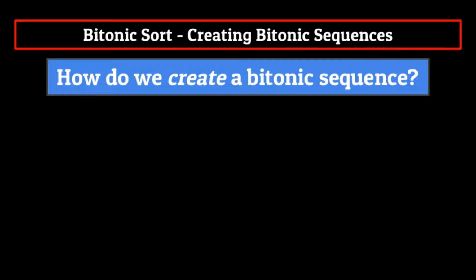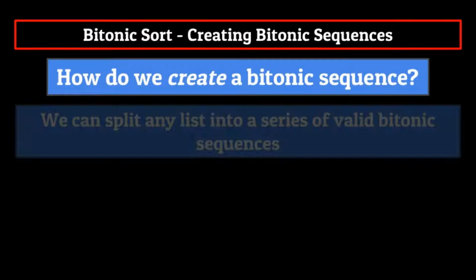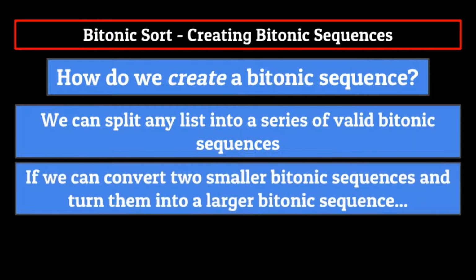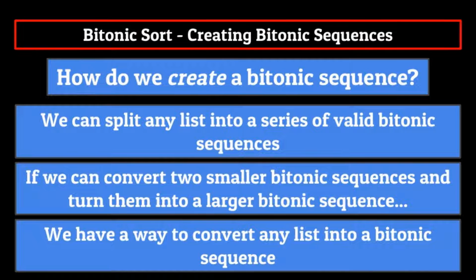Anyways, what was the point of this magic trick? Well, if any two elements are considered a Bitonic sequence, that means we can split any list into a series of valid Bitonic sequences. Then, if we had a method which could take two smaller Bitonic sequences and turn them into a larger one, then we'd have a way to convert any list into a Bitonic sequence, since we could continue to do this until the entire list is an increasing Bitonic sequence. That's essentially how we sort a list using Bitonic sort.